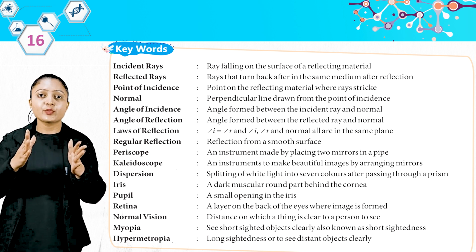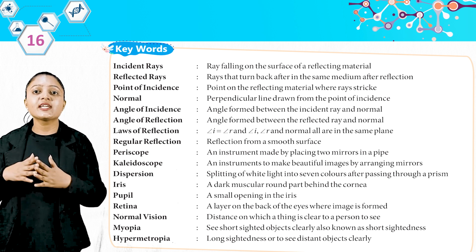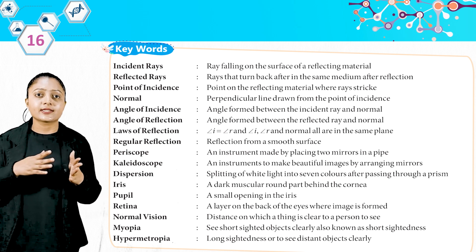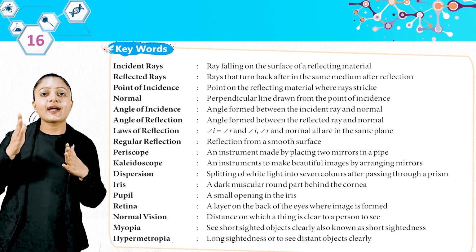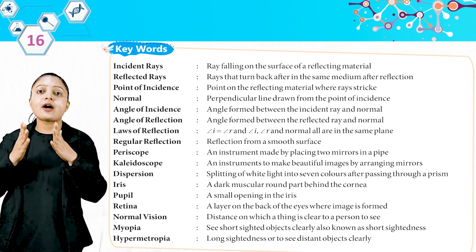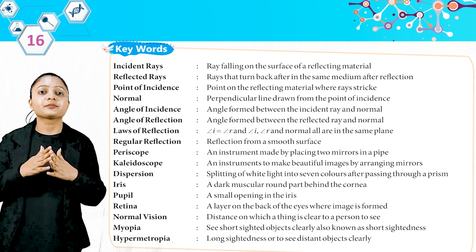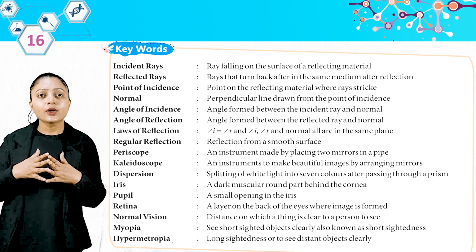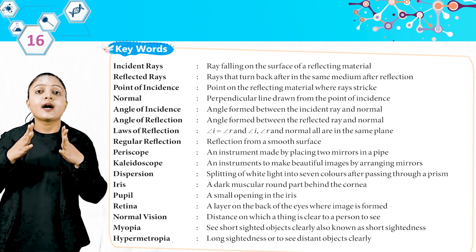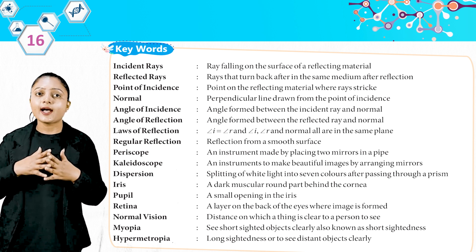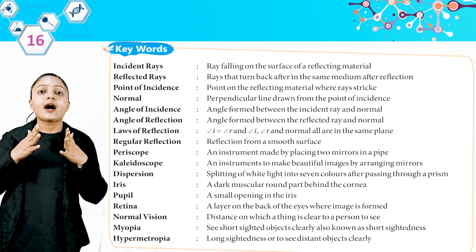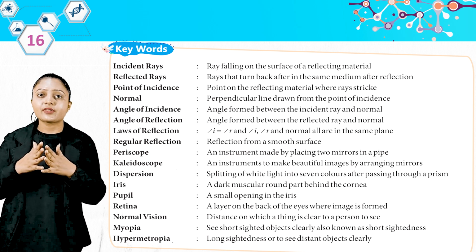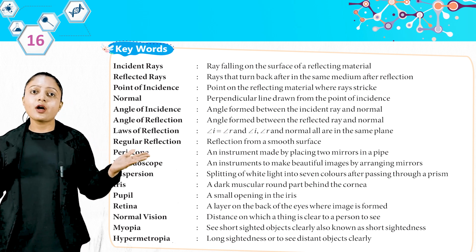Kaleidoscope: an instrument to make beautiful images by arranging mirrors. Dispersion: splitting of white light into 7 colors after passing through a prism. Iris: a dark muscular round part behind the cornea. Pupil: a small opening in the iris. Retina: a layer on the back of the eye where image is formed.